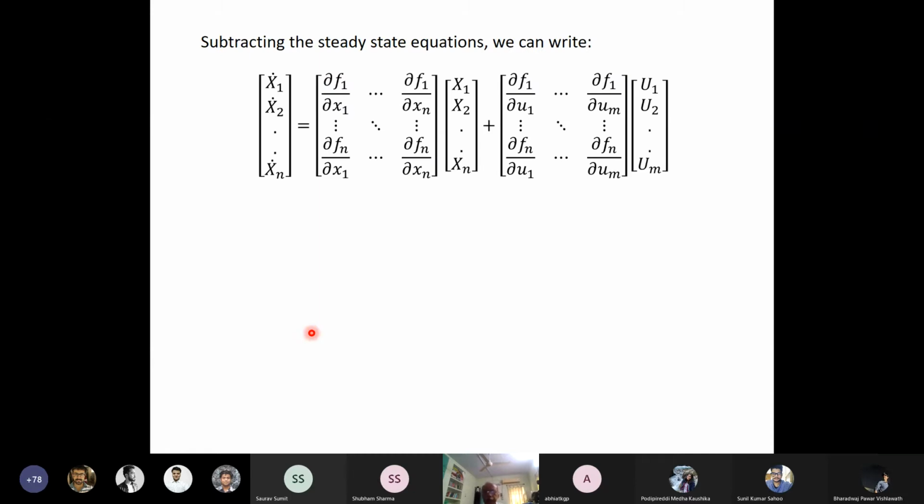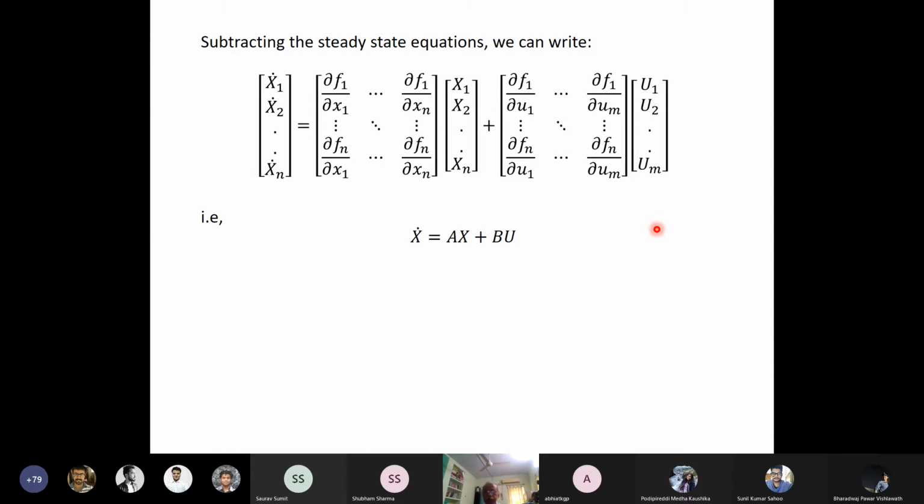So then we can write x1 dot, x2 dot, xn dot in a form like this: del f1 by del x1 through del f1 by del xn, down to del fn by del x1 through del fn by del xn. So I will have an n by n matrix multiplied by the x1 to xn vector. Similarly, I will have an n by m matrix, which is associated with the input vectors, the control vector u1, u2, up to um.